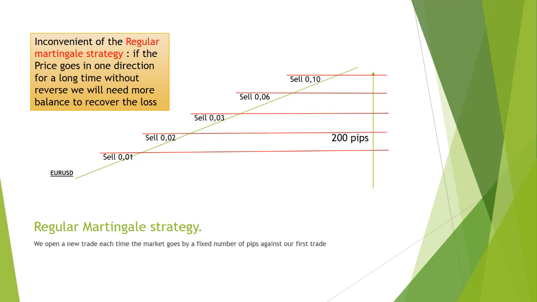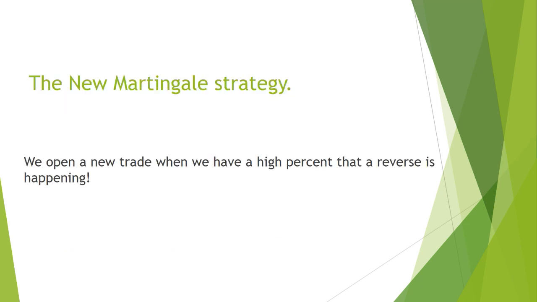But this strategy needs more balance to cover the drawdown when the price goes in one direction for a long time without reverse. To avoid that inconvenience, we use a new way, or we can say the new martingale strategy.